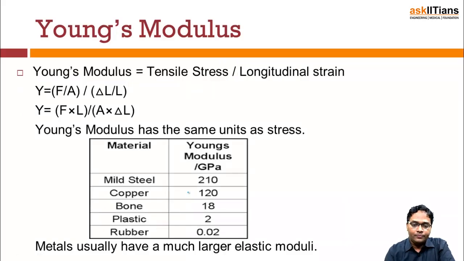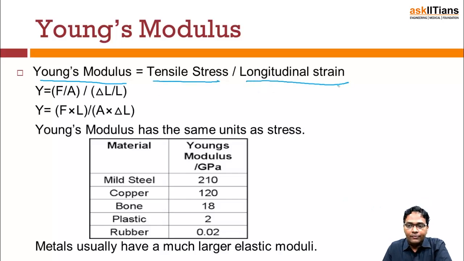Then if we go further, we'll talk about the Young's modulus. Young's modulus is equal to the tensile stress divided by the longitudinal strain. So what is going to happen here? Y is equal to force per unit area divided by the change in length per unit length. This can be written as F times L divided by A times delta L. This is how we define the Young's modulus. Now the Young's modulus has the same units as that of the stress.